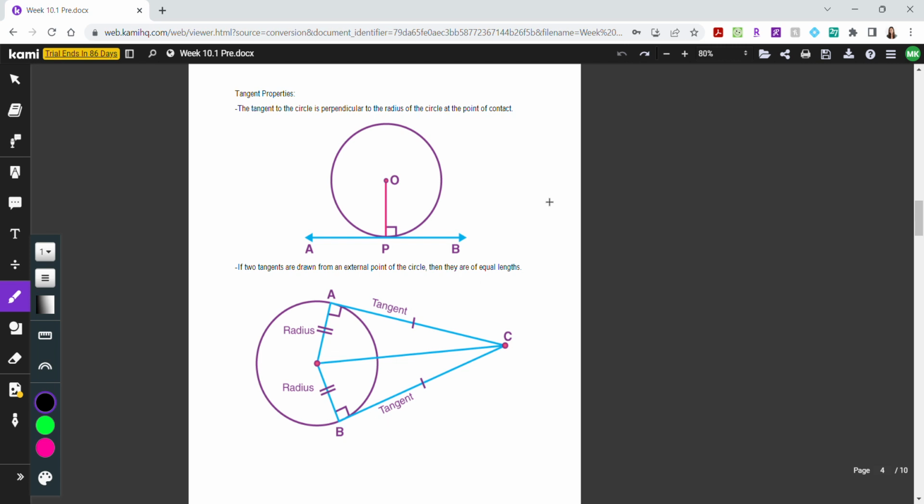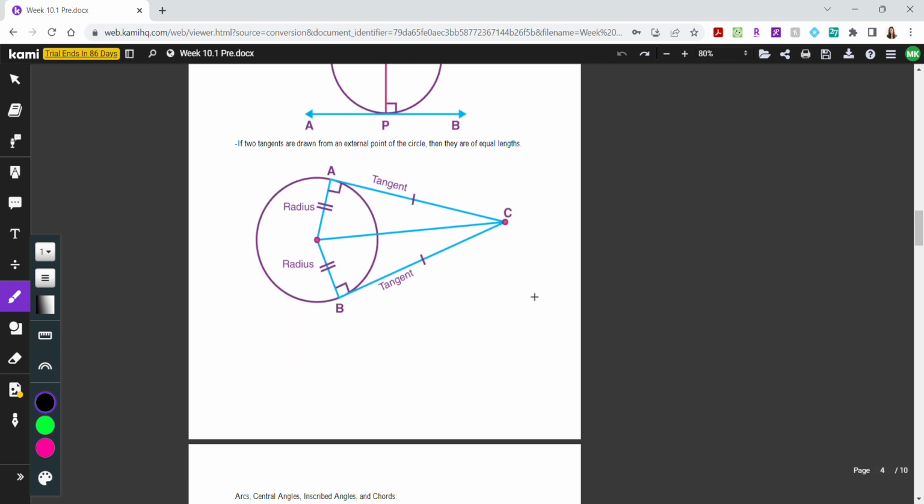The first one that we have is the tangent to the circle is perpendicular to the radius of the circle at the point of contact. So look, this is the tangent and this is the radius. Where they meet, right here, we know that it is going to be perpendicular, which means 90 degrees. So if we have a tangent here and the radius is here, then we know that the angle is going to be perpendicular. This one's really, really important to know because a lot of questions come out for this.